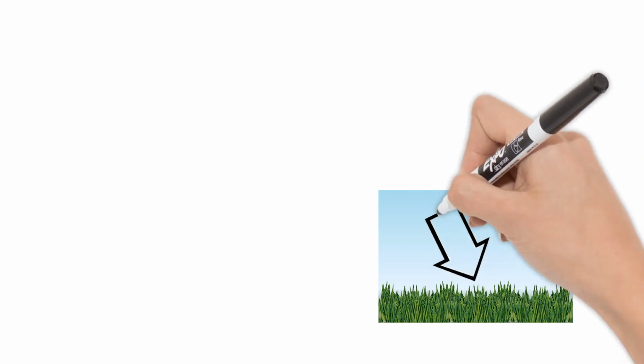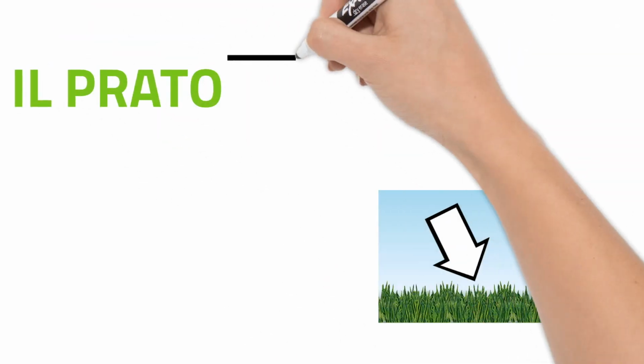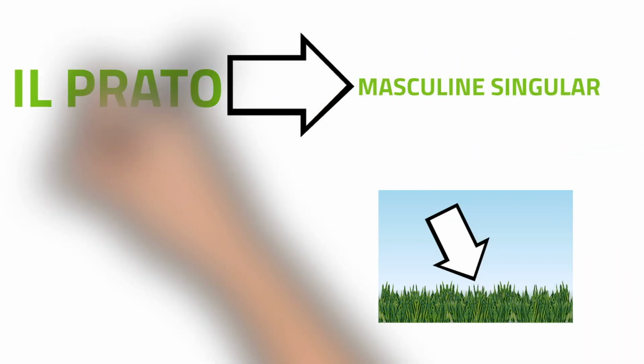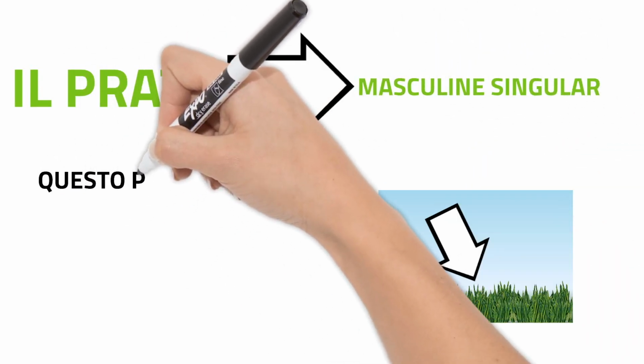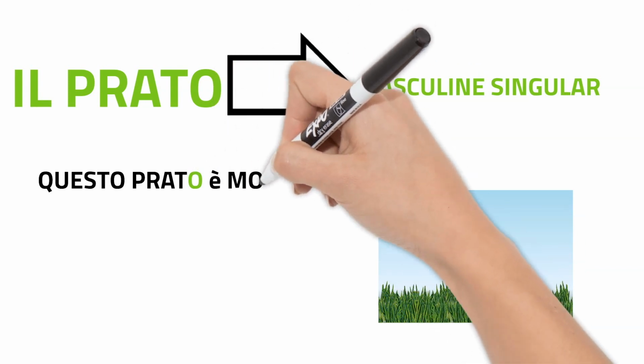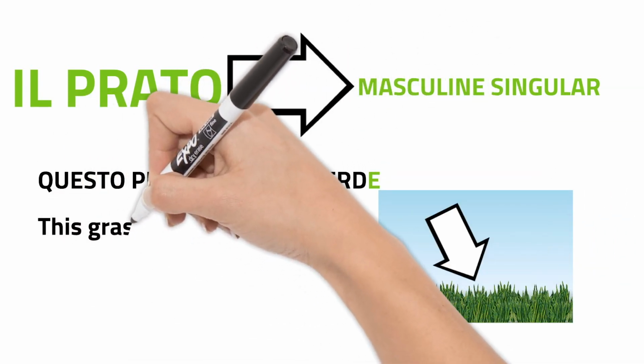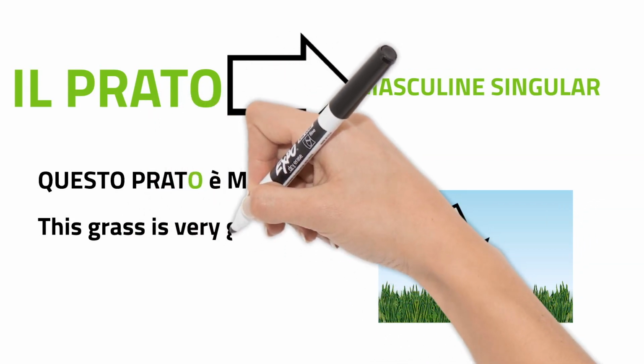Time for an example. Over here we have the grass, which in Italian is called il prato. Il prato is a masculine singular noun. Therefore, if we make a sentence, it looks like this. Questo prato è molto verde. This means this grass is very green. As you can see, prato is masculine. We use verde, which is the masculine or feminine version of green.